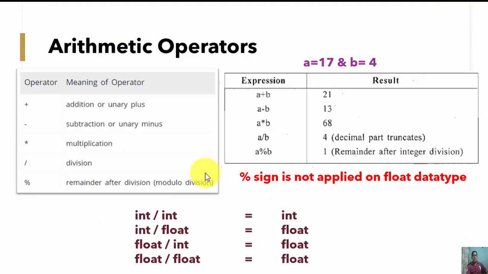And this is a common phenomenon that we have to remember. Whenever a variable with the integer data type is divided by a variable with the integer data type, the result obtained is again an integer. For integer divided by float, the obtained result is float. Float divided by integer, the obtained result is float. And float divided by float, the result obtained is again a floating point value.